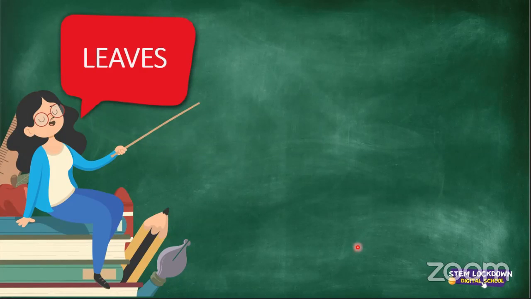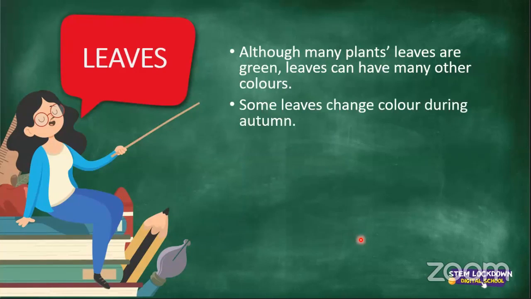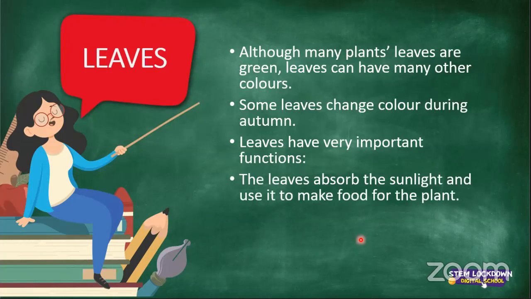Let's look at what leaves do. Although many plants' leaves are green, leaves can also have many other colors. And we looked at this previously, that some leaves change color during autumn. All of these leaves have very important functions. The function of a leaf is that it absorbs the sunlight and uses it to make food for the plant.